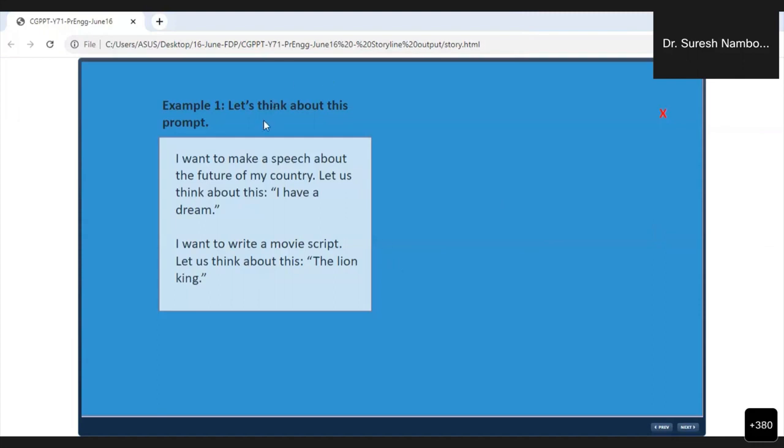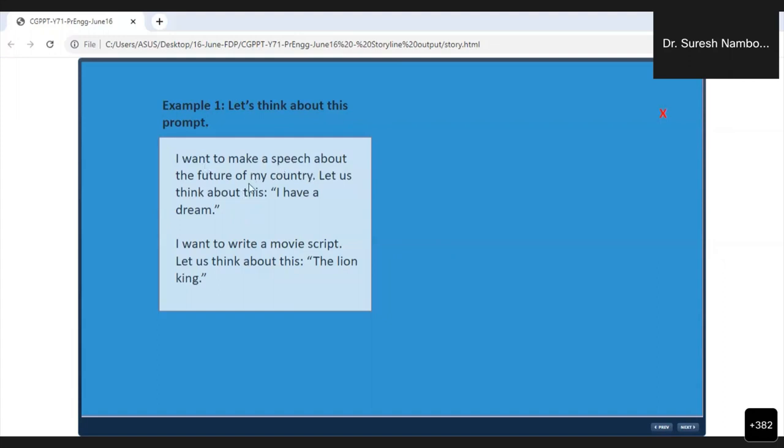Now, this is the simplest thing. Let us think about this prompt: I want to make a speech about the future of my country. Let us think about this: I have a dream. You just put that prompt and see. It will create a totally wonderful speech for you about India. You can say it like that.